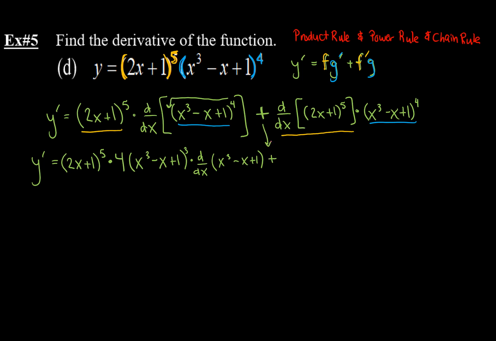Now I'm moving on to the plus. Now I'm going to take the derivative of this function. I'm going to take this 5 and bring the power down to the front. So 5 times 2x plus 1 to the power of 4. And then I'm going to multiply that by the derivative of the inside. And then remember, this last one here didn't change at all. So there's nothing going on there. I'm just multiplying.